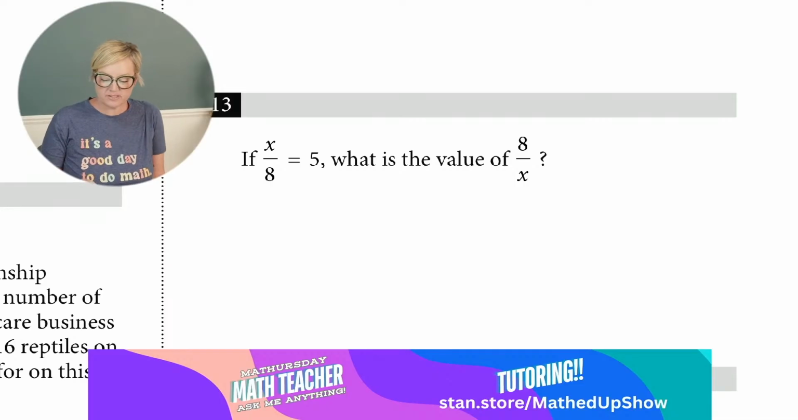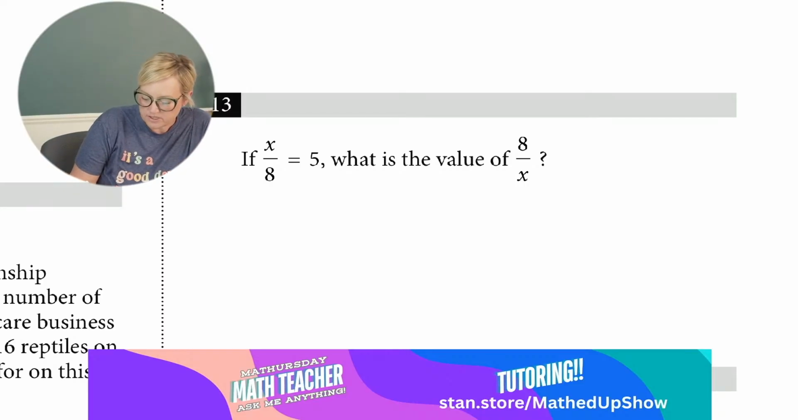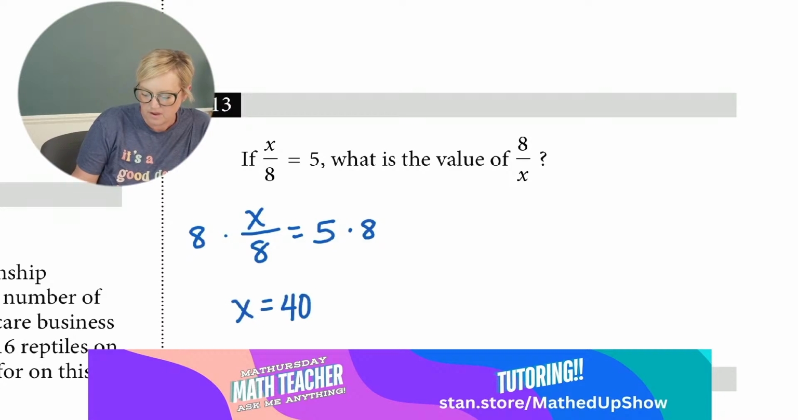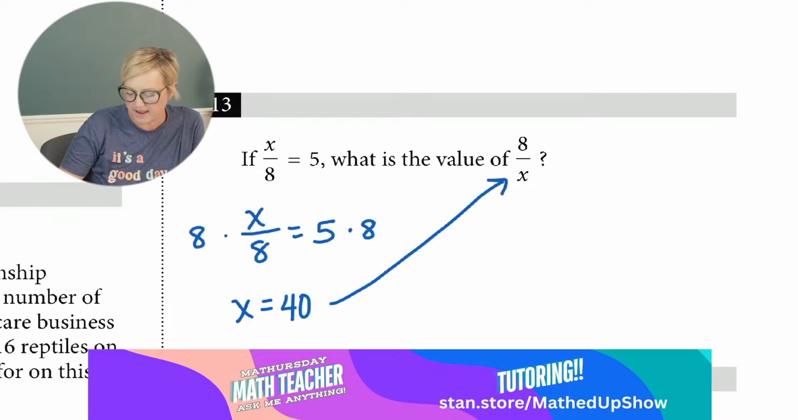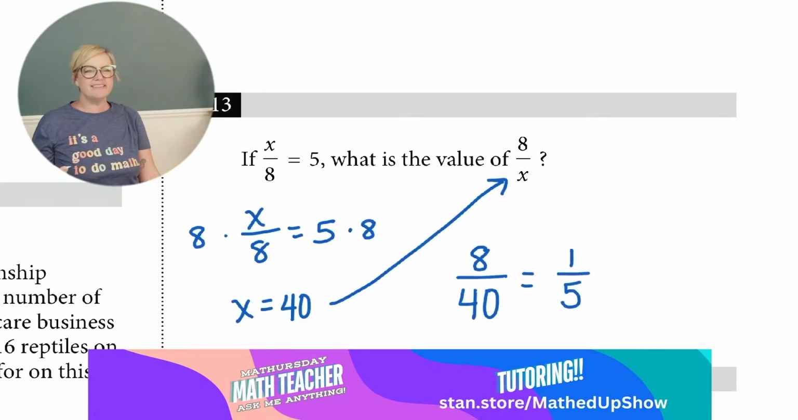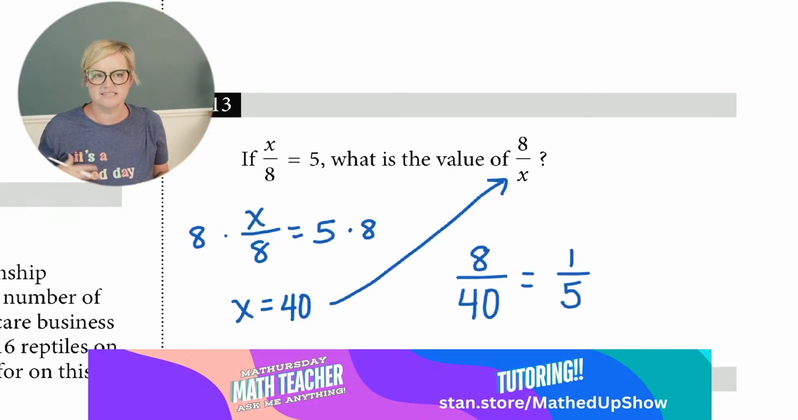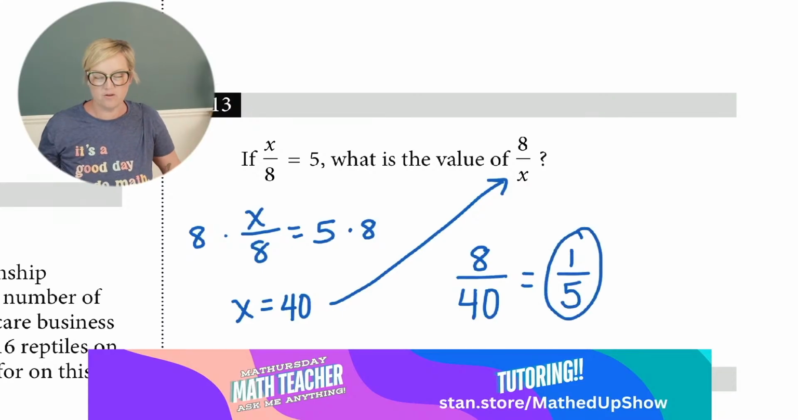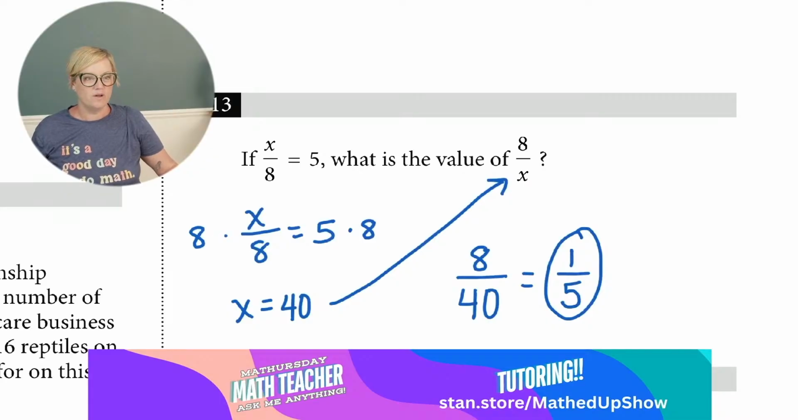Okay, so if x over 8 equals 5, to solve this equation I'm going to get my value for x by multiplying by 8 on both sides. So x equals 40. Then I substitute that in up here, and 8 over 40 is 1/5. I know on the SAT they usually have different ways to type it in, like a decimal or a fraction. Regardless, 1/5 would be the correct answer. So 1/5. There you go.